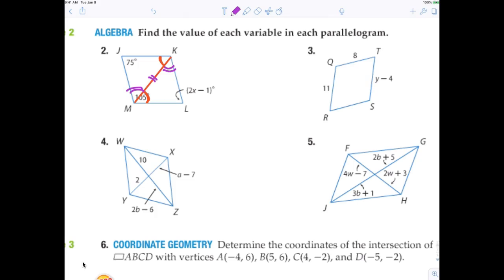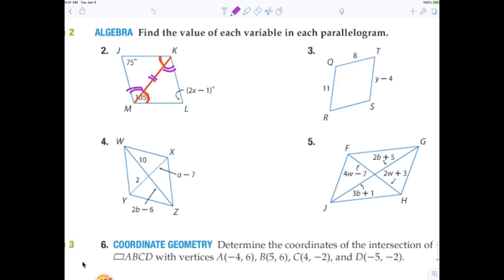Does everybody see that? So we just were able to demonstrate everything there is about a parallelogram just by drawing two sets of parallel sides. We now have concluded that the opposite sides are congruent, the consecutive interior angles are supplementary, opposite angles are congruent, and opposite sides are congruent.